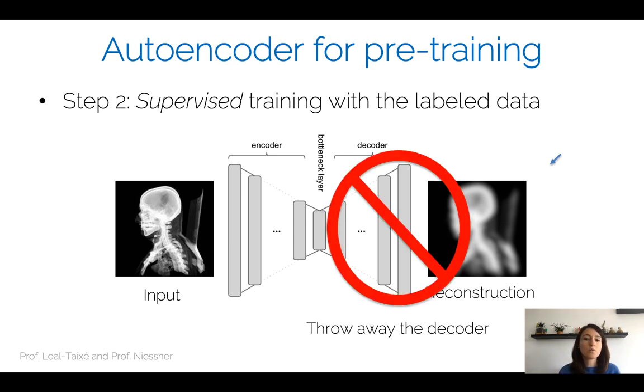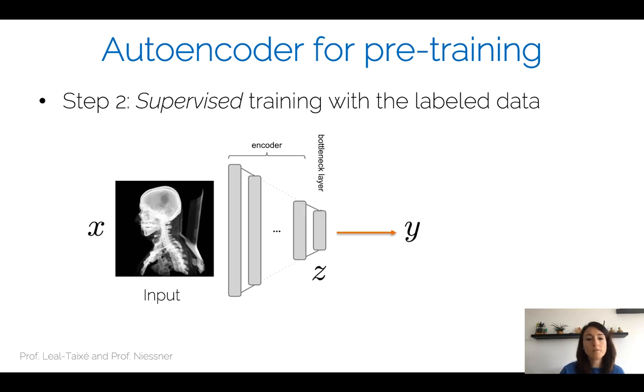And for step two, unless you want to have a pixel-wise output, what you're going to do is throw away the decoder. For example, you want to do classification, disease versus not disease as seen from the CT image. So the only thing that you need to do is throw away the decoder and then create whatever architecture you need to get the label that you want as output.